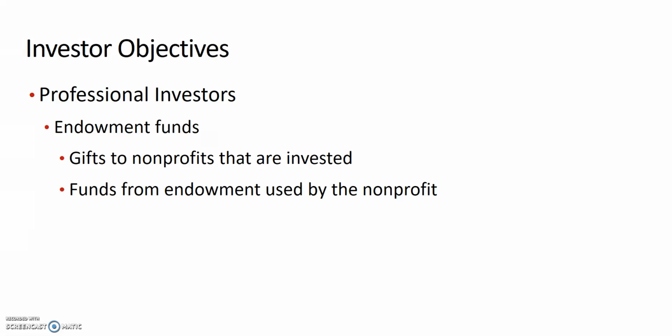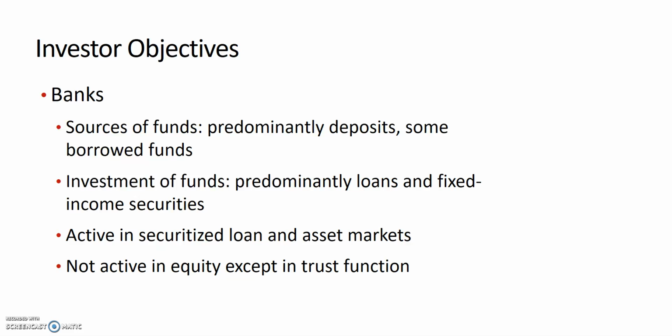Other classifications that fall within the purview of the professional investor are endowment funds. These are typically used as vehicles to move gifts from the professional to the nonprofit, which are then invested. These funds from the endowment are then used by the nonprofit organization for the betterment of the organization. These are ways that professional investors can protect themselves and limit their tax liability as appropriate.